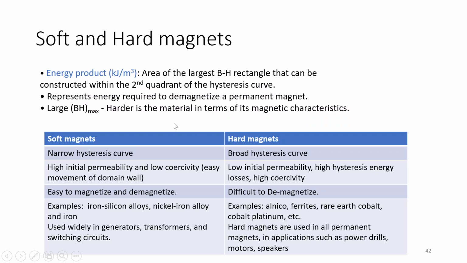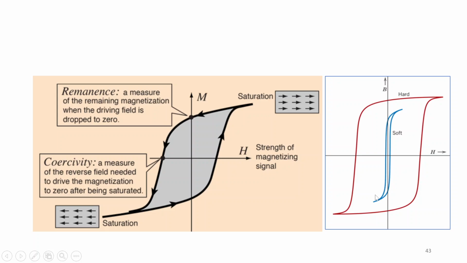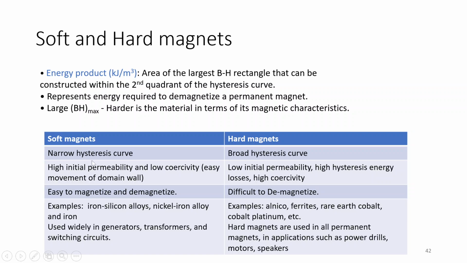So there are two types of magnets, soft magnets and hard magnets. Soft magnets will be having narrow hysteresis curve, which are shown here. So the narrow will be soft one and hard will be the higher area. The narrow hysteresis curve for soft magnets, broad for hard magnets. In case of soft magnets, there will be high initial permeability and low coercivity, so easy movement of domain walls. For hard magnets, low initial permeability, high hysteresis energy losses and high coercivity.